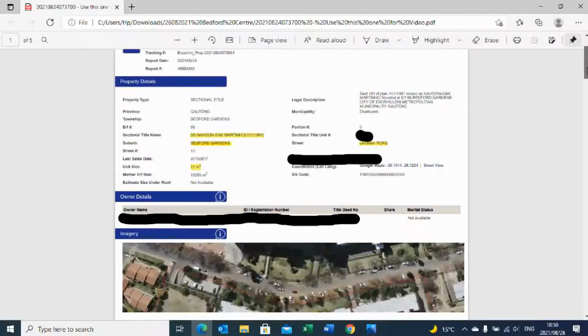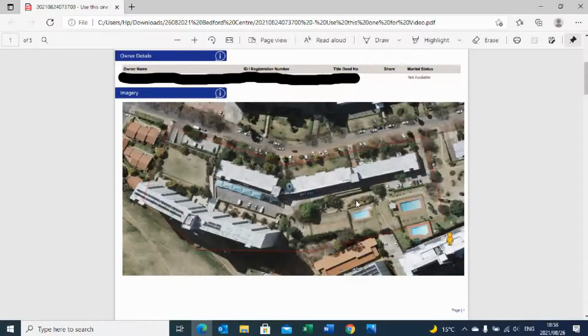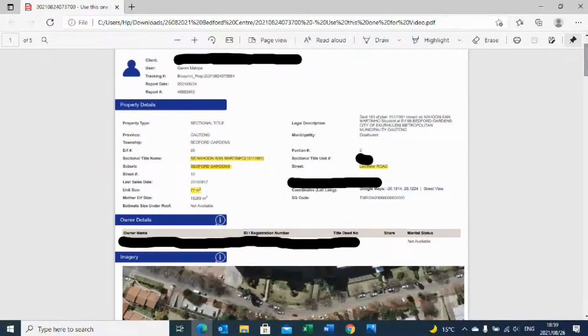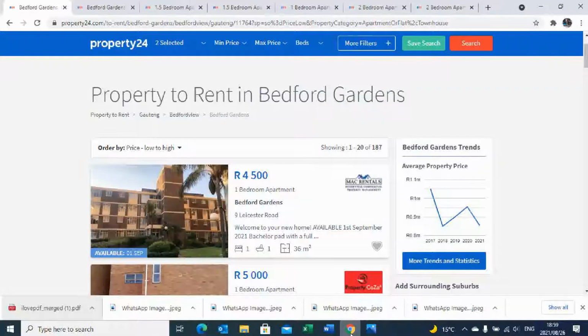So we really have an idea of what it is that we're looking for. This is the complex. Can you see where that red thing is? It's part of the complex. It's got swimming pools and everything. So we now know what we are comparing the property with. Definitely this is not the property.